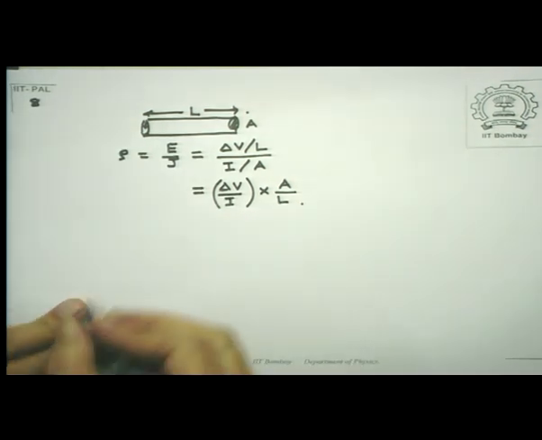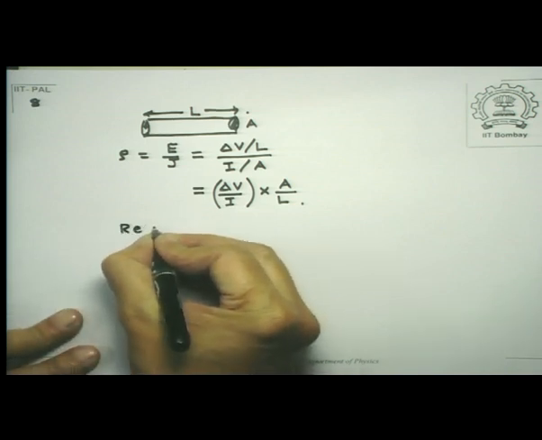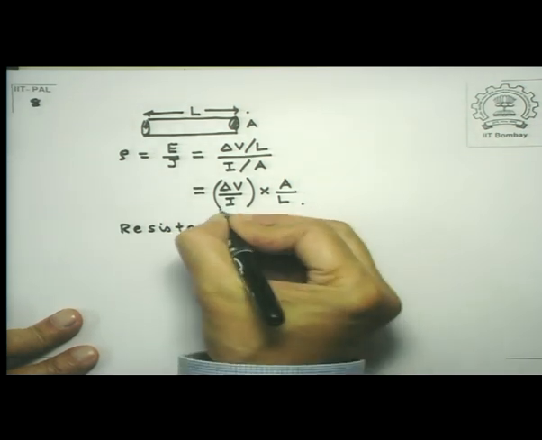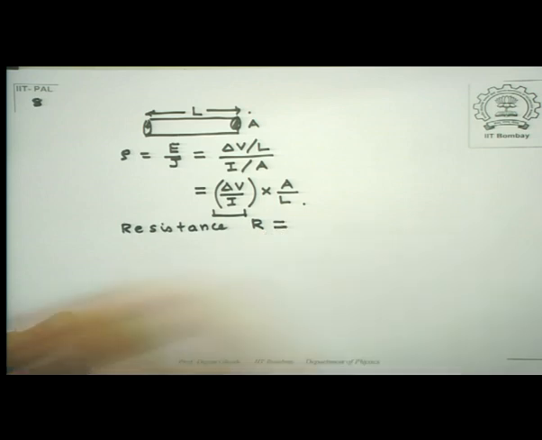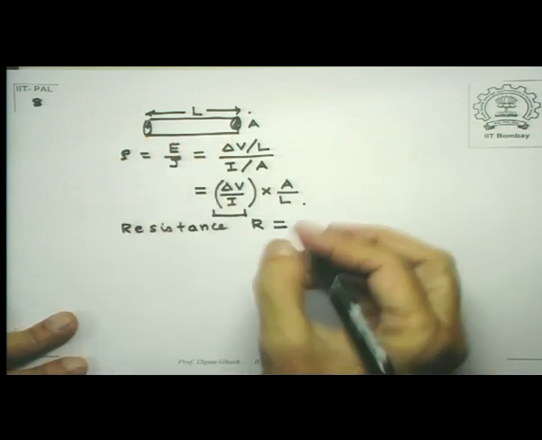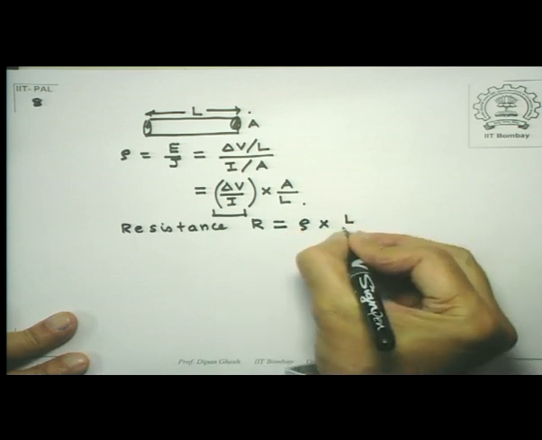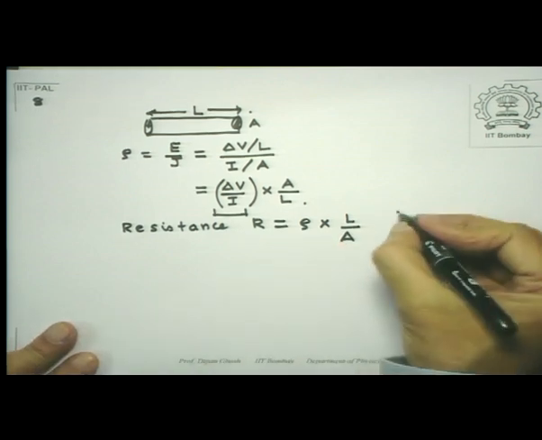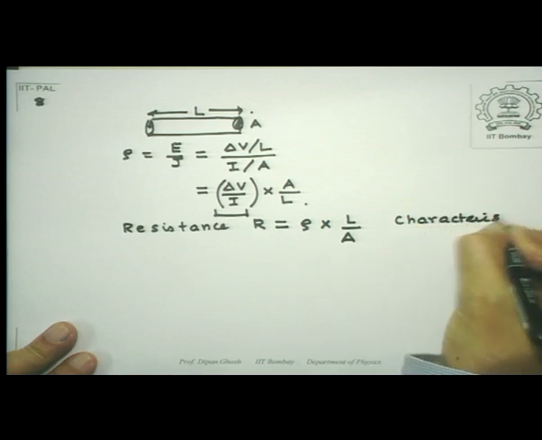Now, we define a quantity called resistance. This quantity is called the resistance, and this resistance, which is the property of the sample, is given by rho times L over A, with direct proportionality with L and inverse proportionality with the cross sectional area. So, this is characteristic of a sample, and of course, of the material.